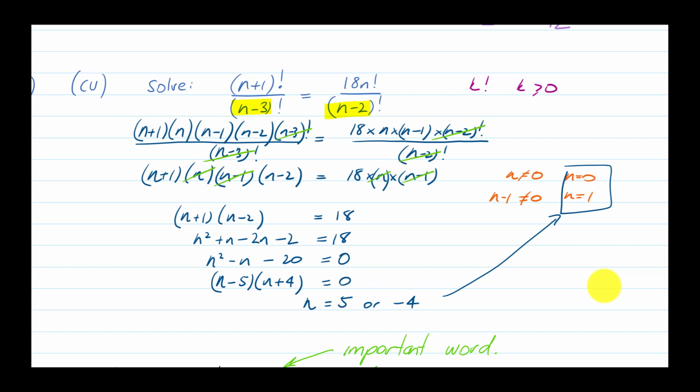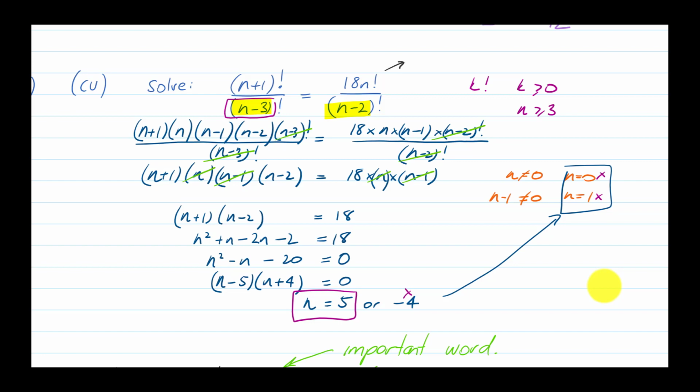So when I go back and have a look at this, my lowest possible factorial is n minus 3. So therefore n has to be greater than or equal to 3. So it can't be negative 4, it can't be 1, it can't be 0. So there's my solution. n equals 5. And if I want to test it, I can.